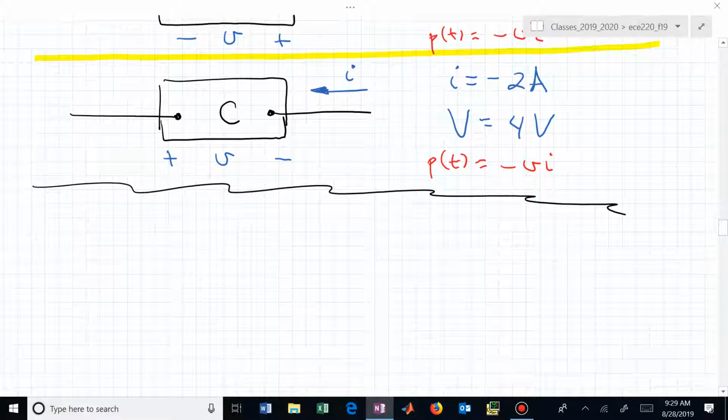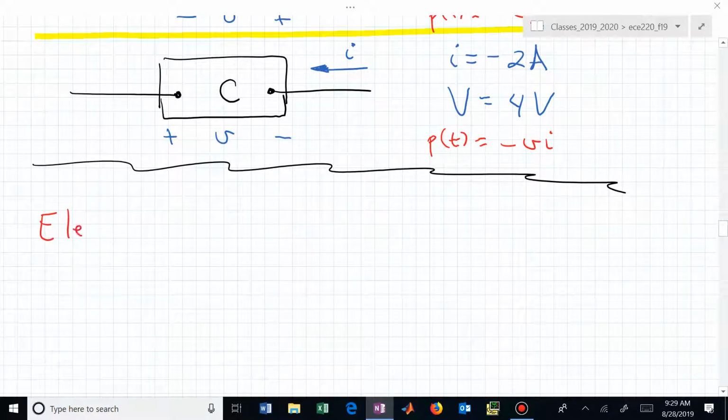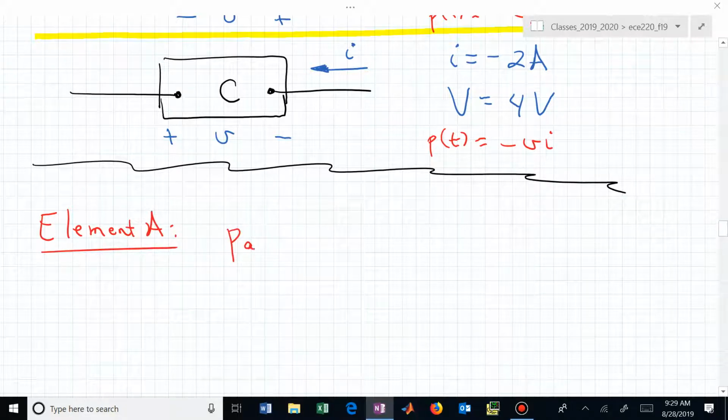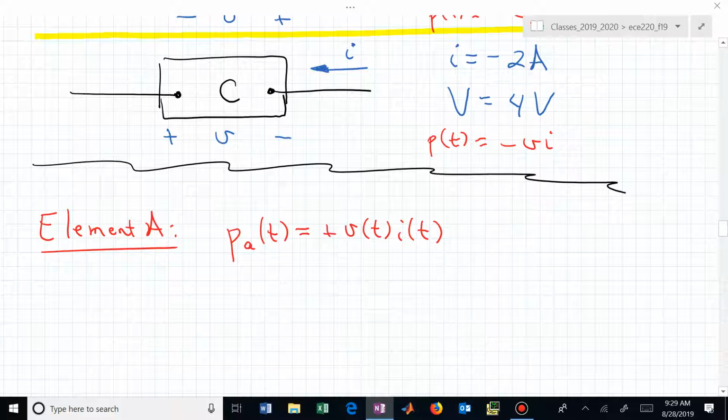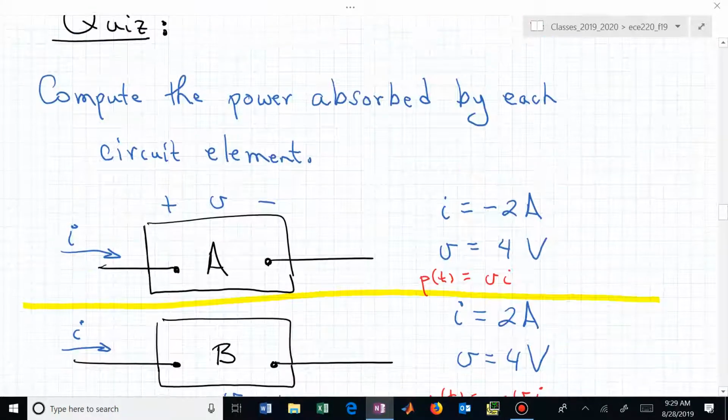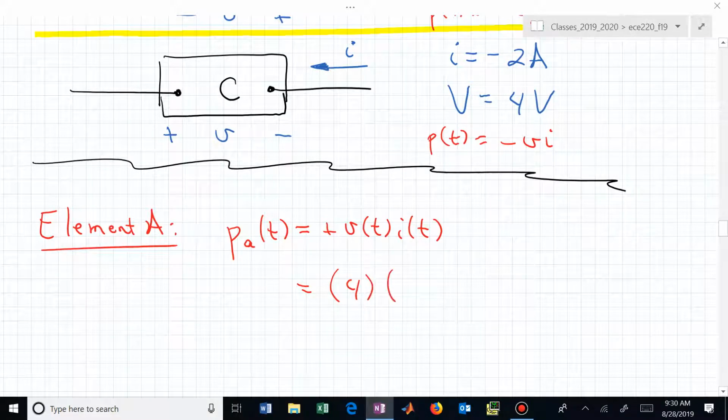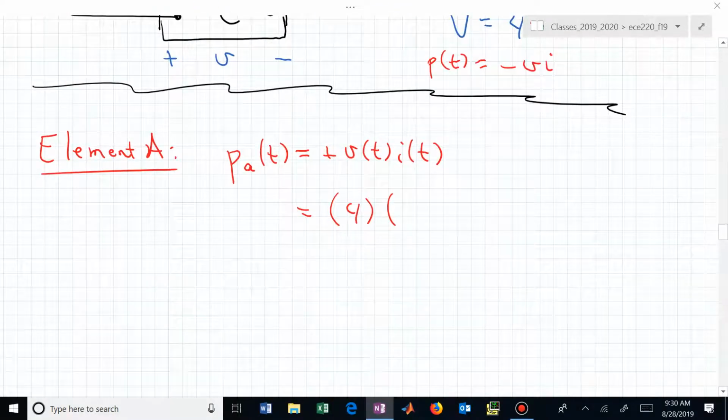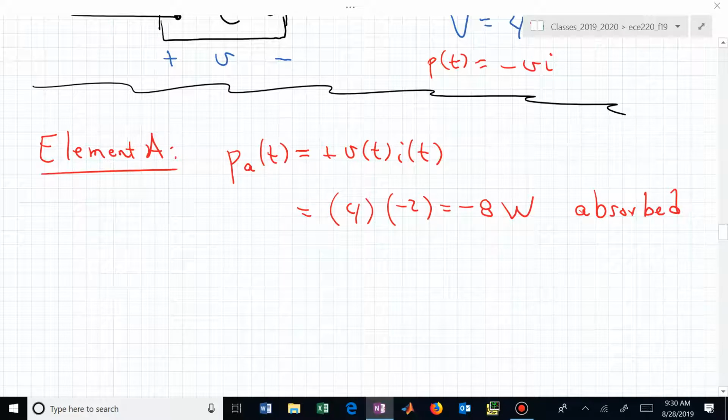The next thing that you would do, let's say now we said, okay, element A. You just told me that P of A is plus V of t, I of t. And in our case, V was given as 4, and I was given as minus 2. So we now have the power absorbed by that circuit element is minus 8 watts, or minus 8 watts is consumed.